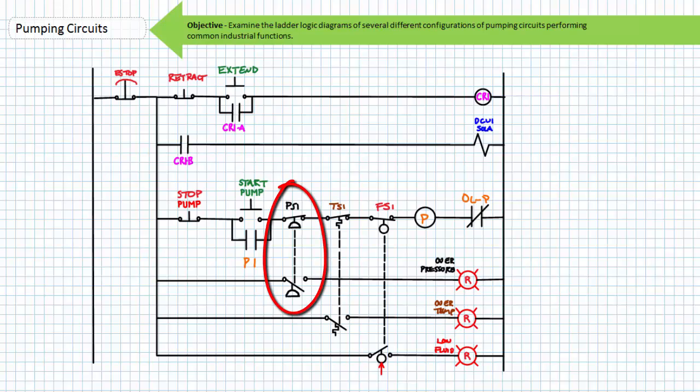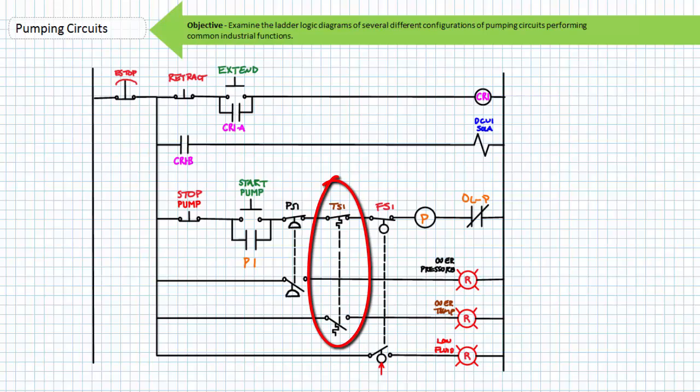If system pressure is in excess of the set point, the normally closed side of the pressure switch opens, de-energizing the pump and disabling operation, and the normally open side of the pressure switch closes, energizing the pilot lamp that says overpressure. Similarly, if fluid temperature is in excess of the set point, the normally closed side of the temperature switch opens, de-energizing the pump and disabling operation, and the normally open side of the temperature switch closes, energizing the pilot lamp that says overtemp.